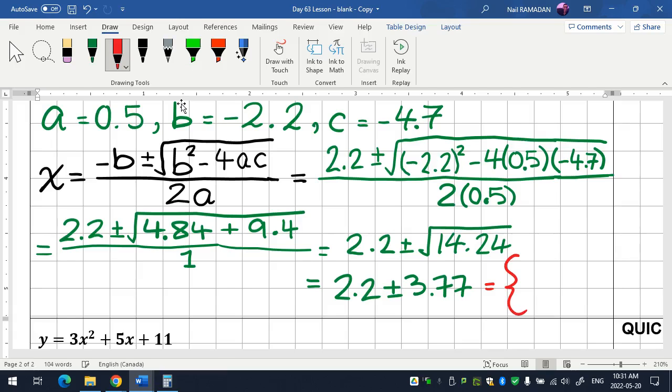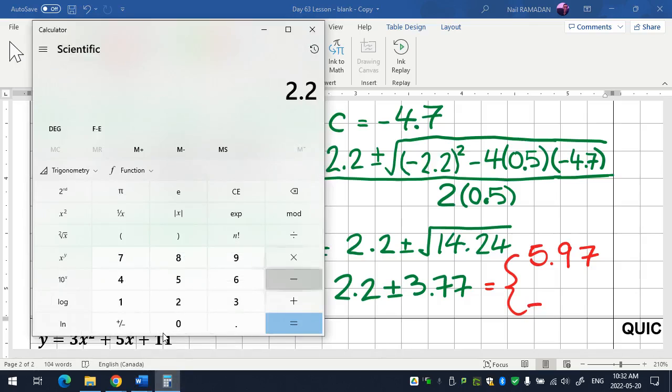What do I do here? Minus. Okay, let's hide the minus first. What's 2.2 plus 3.77? 5.97. What's 2.2 minus 3.77? With a negative sign. Yeah, because 2.2 is less than 3.77. Look, 2.2 subtract 3.77.